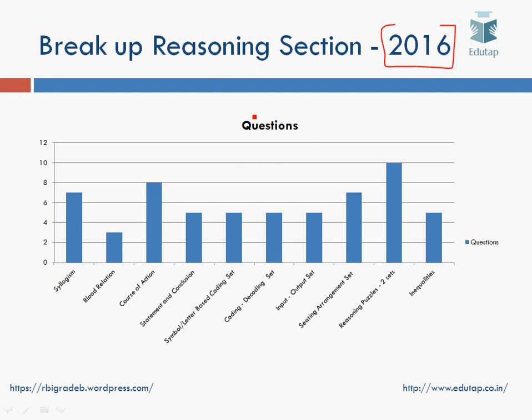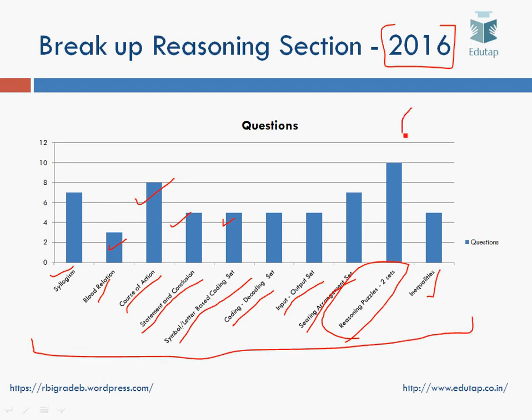There were around 7 questions on syllogism, around 3 questions on blood relations, around 8 questions on course of action, around 5 questions on statement and conclusion, again 5 questions on symbol letter based coding set, 5 questions on coding decoding, 5 questions on input output, around 7 questions on seating arrangement, 10 questions on reasoning puzzles, 2 sets, right, 5 questions each, and around 5 questions on inequalities. So there are a number of topics on which questions are asked. Total number of questions is 60, worth 60 marks.